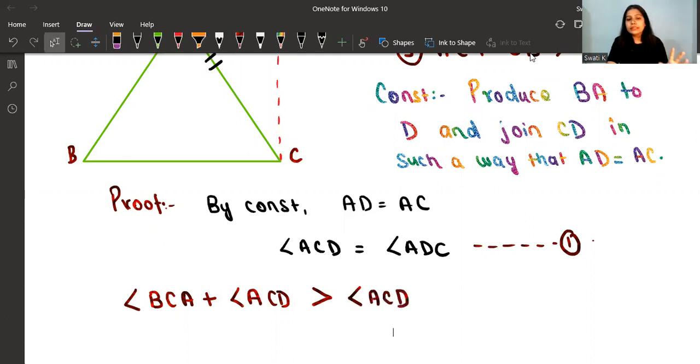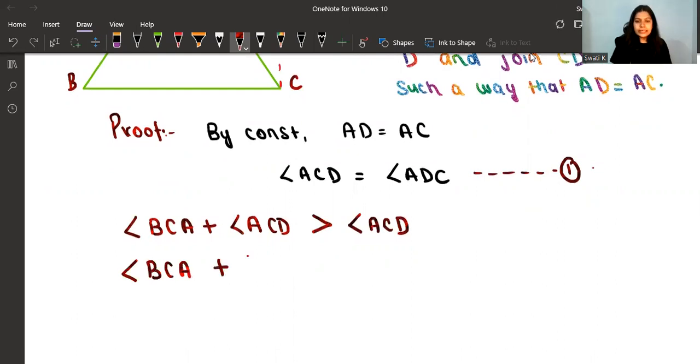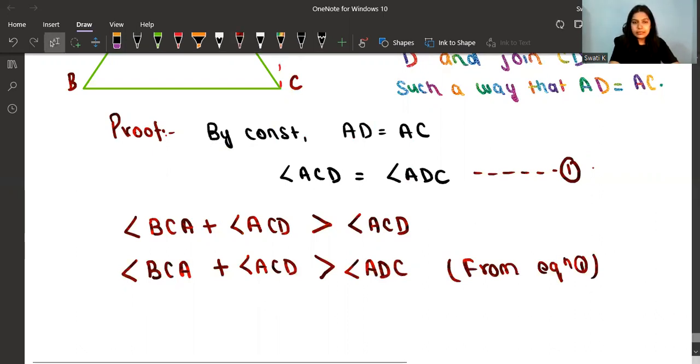Now here we can do one thing. Here we can write down this as angle BCA plus angle ACD is greater than, instead of angle ACD, from this equation 1, I can replace it with angle ADC. How did I do this? From equation 1. Now, if you carefully do the sum of angle BCA and angle ACD, let's look at the diagram and see what it is.